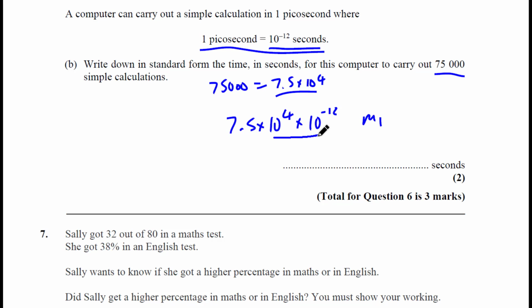Now remember, we're multiplying the same bases, so we can add the indices. So what's 4 add minus 12? Remember, plus and minus next to each other means it's a minus, so we get 4 minus 12 equals minus 8. So that is 7.5 times 10 to the power minus 8 seconds.